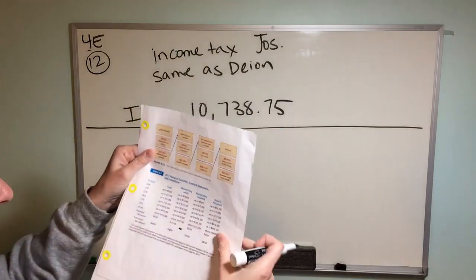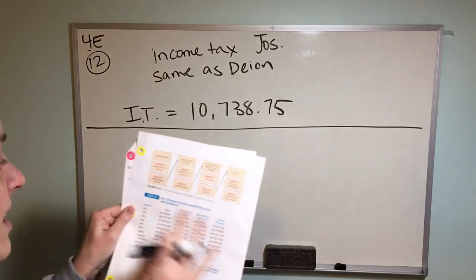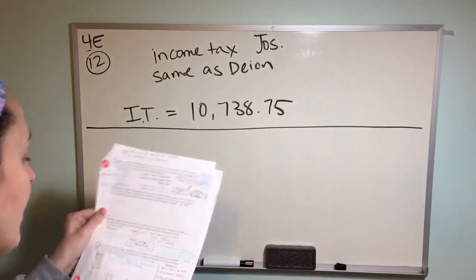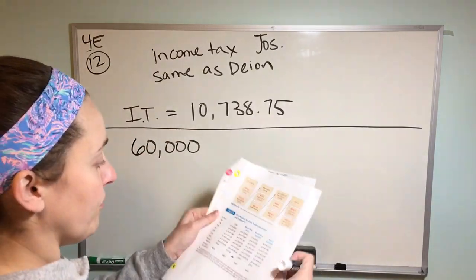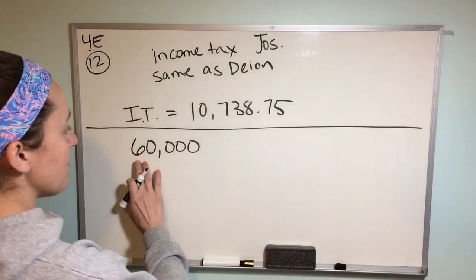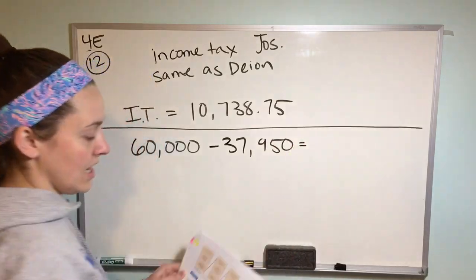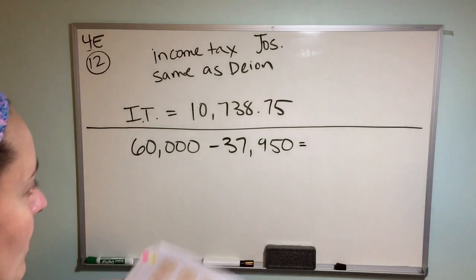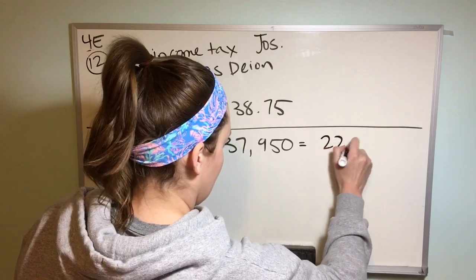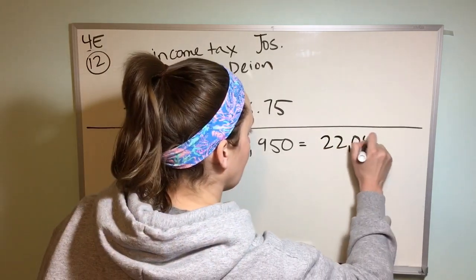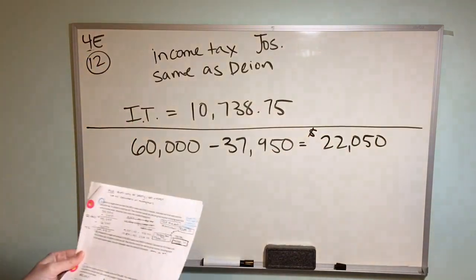Again, it's just one of the rules. I promise I didn't make them up. This is beyond my scope of understanding, but I can do the math part. However, from $37,950 up to $60,000, she will have to pay some FICA taxes. So let's figure out what that chunk of money is. And I did the math and I got 22,050. So this is what she'll have to pay some of those FICA taxes on.